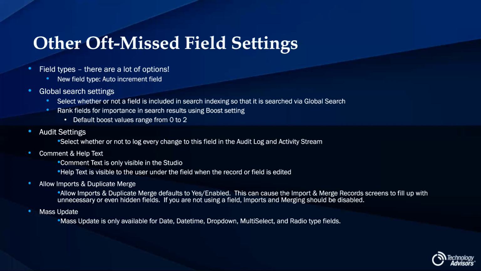You can also modify the import and duplicate merge settings. These control whether or not that particular field is shown in the list of fields when you're importing data and whether it's shown in the list of fields when you're merging duplicates. So if you're not using a field, you can disable that so that you're not showing unnecessary fields on those screens. And then finally, another important field property is mass updating. Mass updating is available for certain types of fields and lets you include that field in the list of fields you can mass update when you're working in Sugar.